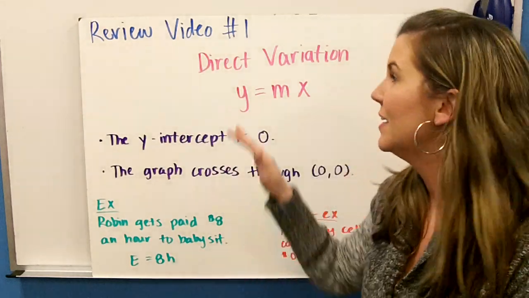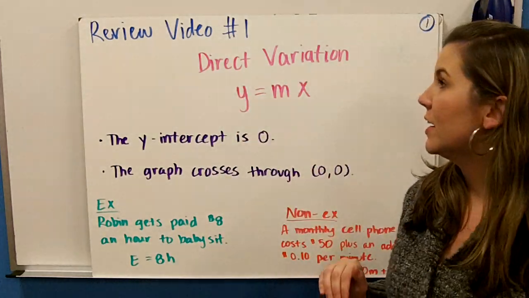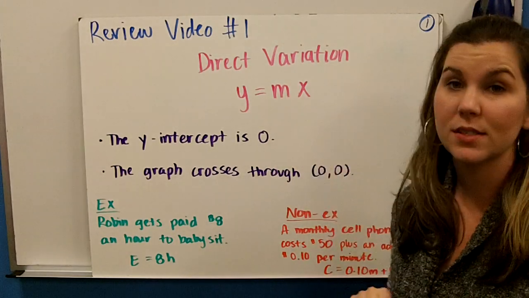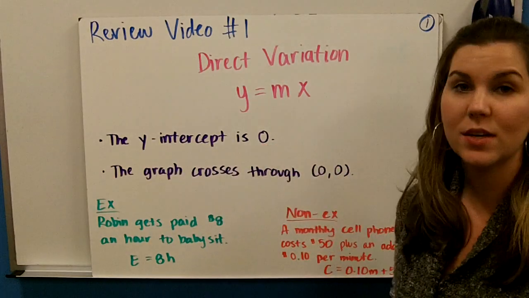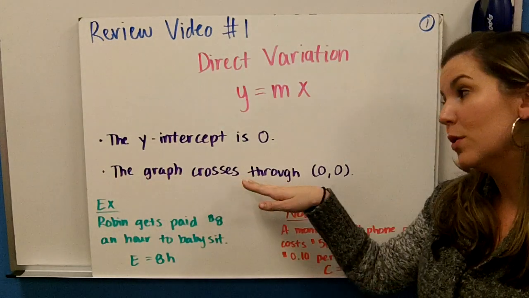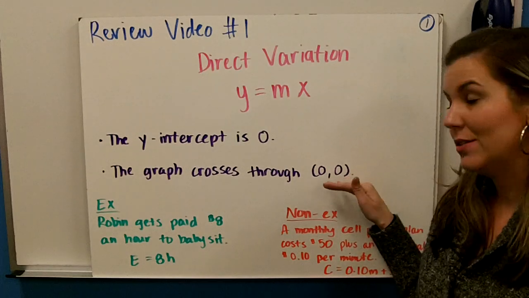Review video number 1. Direct variation. Direct variation equations are in the form y equals mx, where m is the slope. The y-intercept in these equations is 0. This means that when you graph it, the graph will cross through the origin 0, 0.